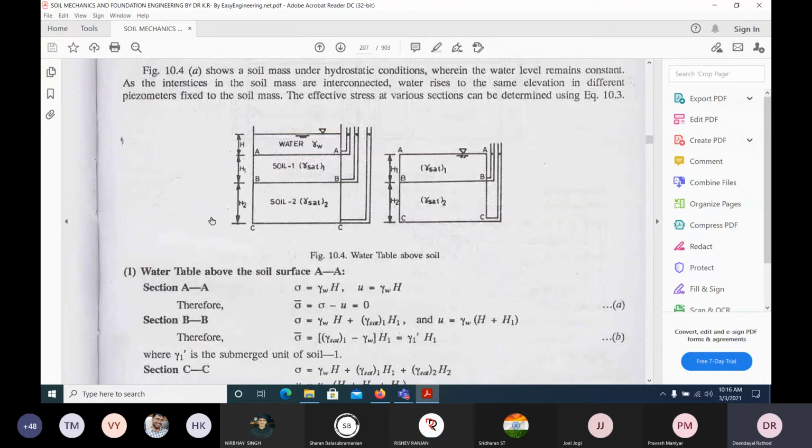At section AA, what is the total stress here when you keep your hand? This H1 multiplied by the unit weight of water, that is total stress. What is the pore water pressure here? Same thing, gamma W into H. Here total stress and the pore pressure are the same. So what is the effective stress here? Zero. Is it not? Hope it is clear.